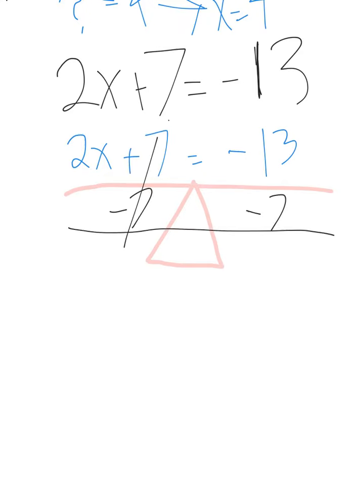And that'll cancel out on the left side. And then since it went to both sides, it stays balanced, okay? The scales haven't been tipped. I'm just going to rewrite this as 2x equals negative 13 minus 7, so negative 20. Okay, so how do you get rid of the 2 by the x?